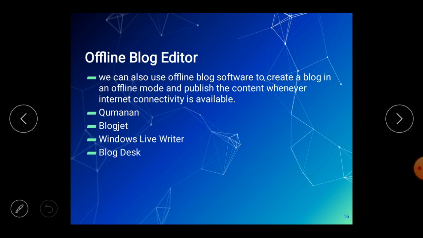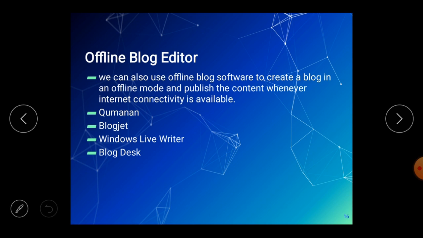So what we can do is write our complete data, our complete analysis, our complete matter offline, and after being satisfied with what we have written, we can post it with the help of the internet. So this is the benefit, or you can say advantage, of offline blogging. You can also write your blog in the offline mode.